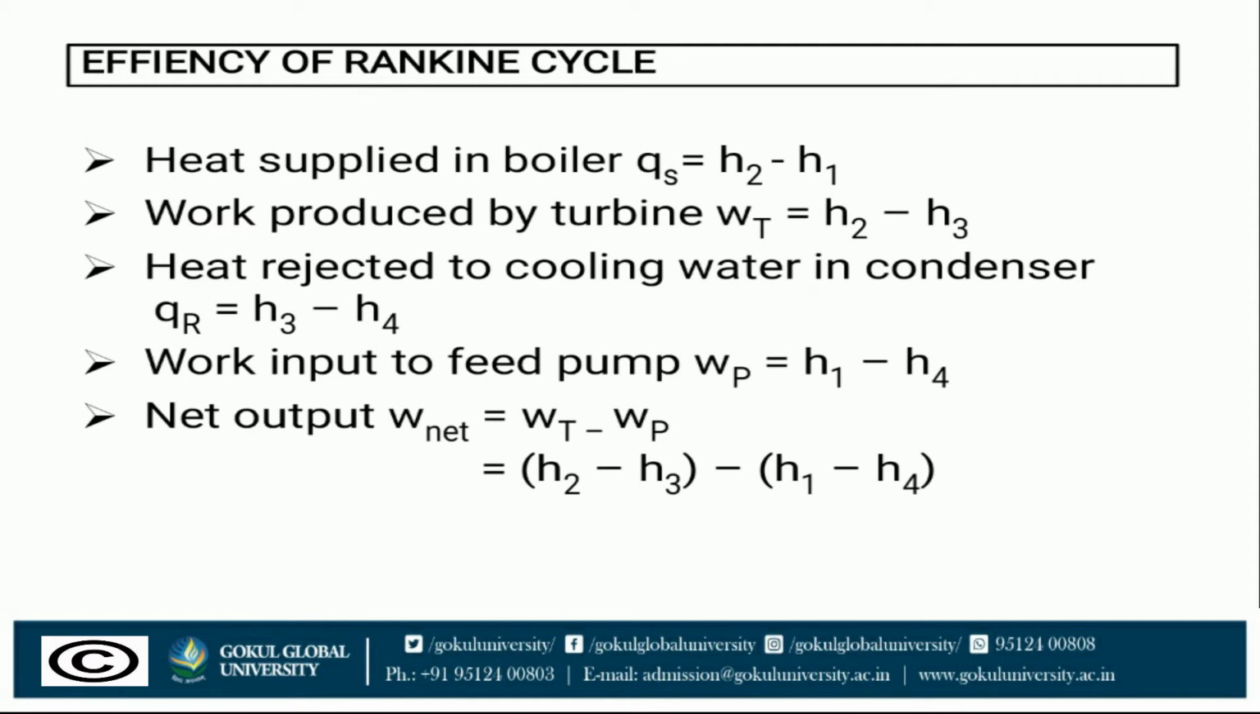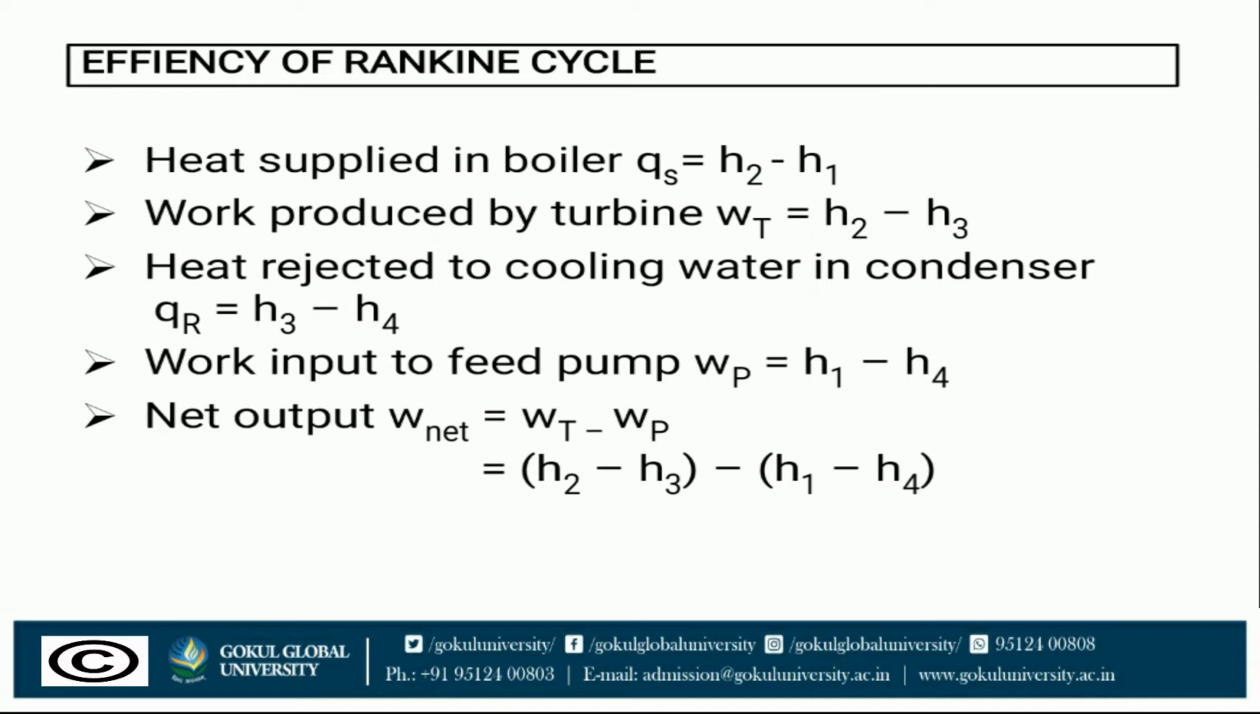Now mathematically we obtain the efficiency of the Rankine cycle. Heat supplied in the boiler, denoted by Qs, is equal to H2 minus H1. Work produced by the turbine, Wt, is equal to H2 minus H3. Heat rejected to cooling water in the condenser, Qr, is equal to H3 minus H4. Work input to the feed pump, Wp, is equal to H1 minus H4.